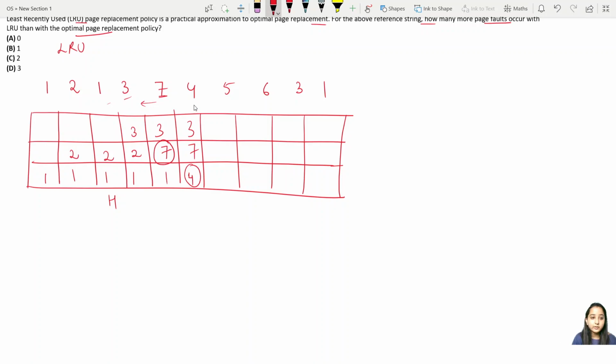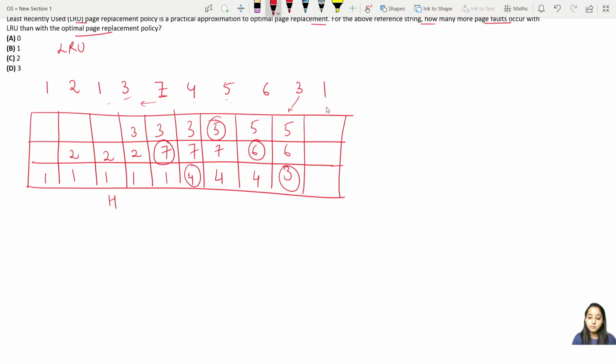Then 5 comes. 4 is used here, 7 is used here. 3 is least recently used. It will be replaced. 6 will arrive. 5 is used here, 4 is used here. 7 is least recently used. So 6 will arrive here. 7 will be gone. Now 3 arrives here. So 3 comes, 6 is here, 5 is here. It will be replaced by 4. So 3, 6, 5. Here replacement is done.